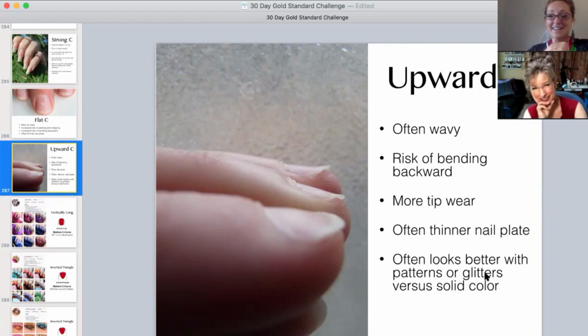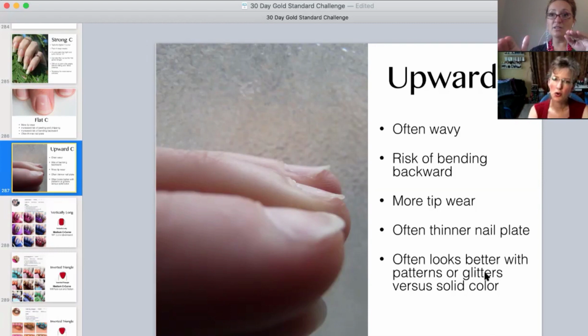And we've also seen thinner nail plates with the wavies. With this type of nail, when we get wavy stuff, we look better with patterns or glitters versus solid color. That's part of the reason I didn't paint my nails for so long: when I put a solid color on them, it accentuated the curves and the weirdness, and it drove me even more crazy.